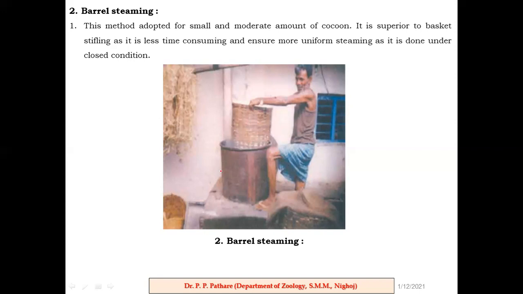This barrel is filled 50 to 60% with water, and you start burning the material, that is wooden material. After heating the water, you can lower the basket containing cocoon inside the barrel, and just remove it within 10 to 15 minutes. You can easily stipple your cocoon within 10 to 15 minutes.